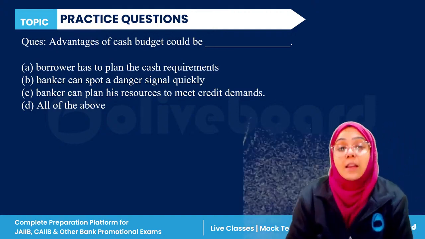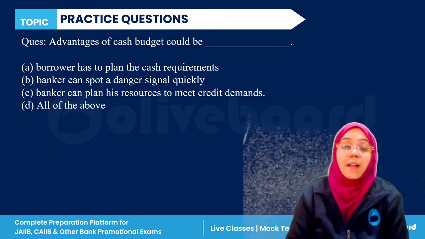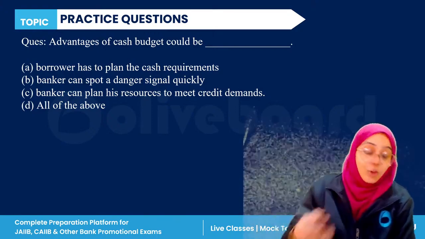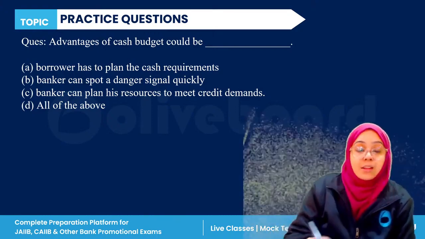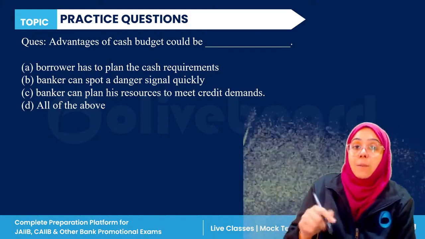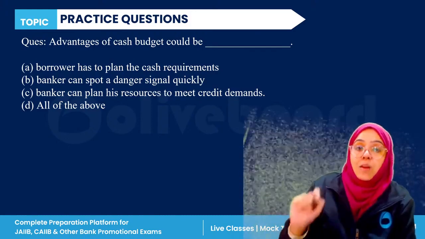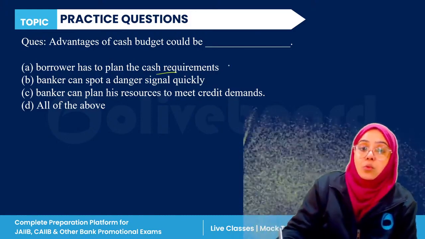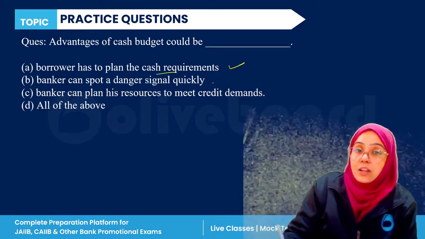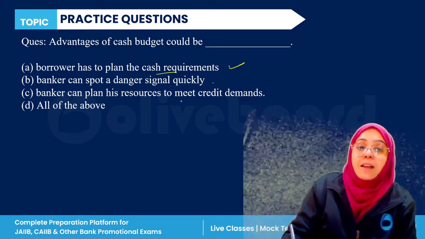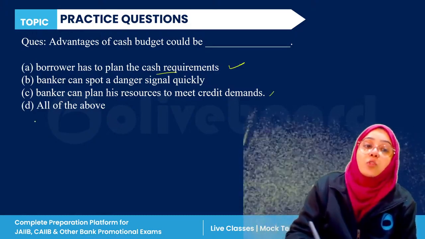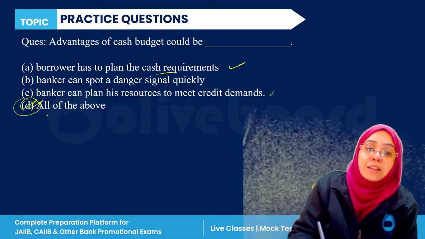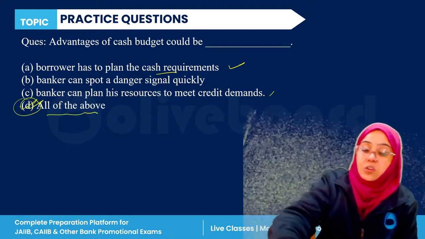What is the advantage of cash budget here? Yes, if we talk about the cash budget, the borrower has to plan the cash requirement, true. Bankers can spot the danger quickly, true. Bankers can plan their resources to meet credit demands, true. So all of the above, D, is the correct answer here, right?